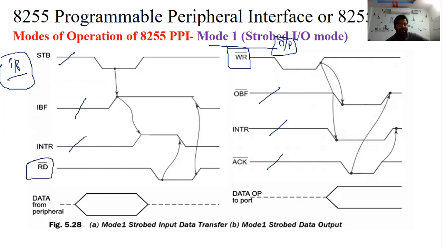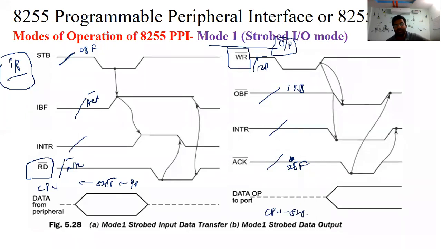Instead of STB you use OBF, and instead of IBF you use the acknowledgement. The interrupt request is the same, and instead of a read operation you write. Here the input device goes through the 8255 to the CPU, but here the CPU goes through the 8255 to the display or any output device.